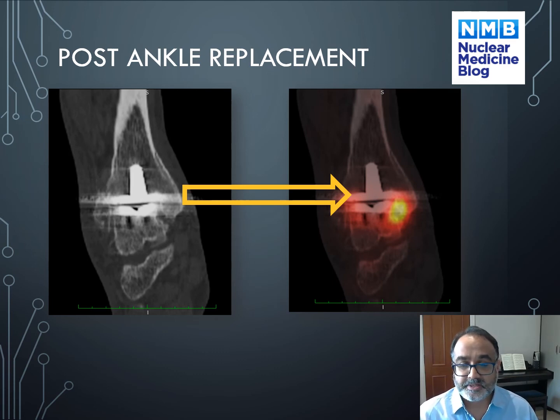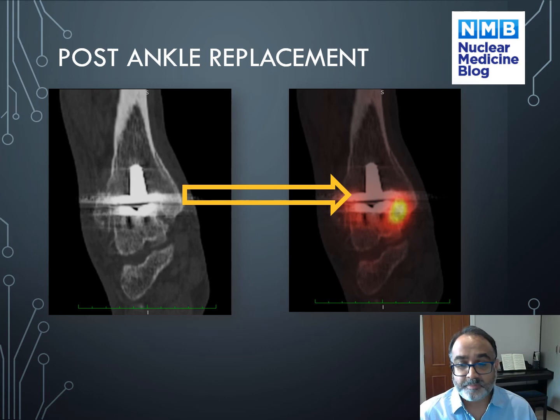Ankle replacements are an uncommon procedure in the UK. However, we do have some success with performing SPECT-CT in these patients. Just like in other joints, SPECT-CT is very useful because it doesn't suffer from the artifact that MRI does, and the combination of the SPECT and the CT gives us a useful insight into the pathology.